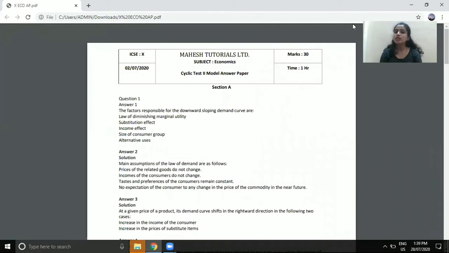The subject that we're going to discuss is economics. Now this was a 30 marks paper and the portion that it covered included theory of demand, the second chapter from your textbook. This paper was divided into two sections, section A and section B. Section A comprised of only one main question, question 1, but it had 5 sub-questions under it. Each of these sub-questions comprised of 2 marks weightage, so totaling up your section A to 10 marks.